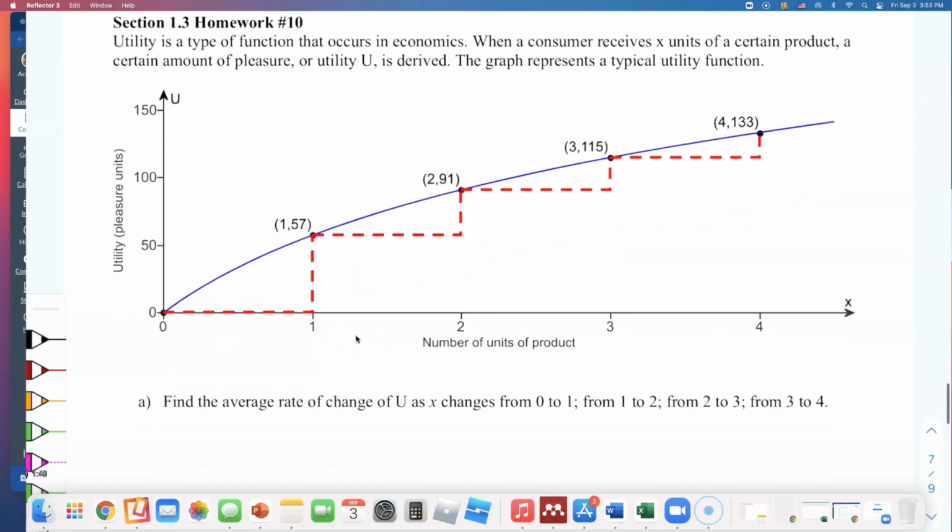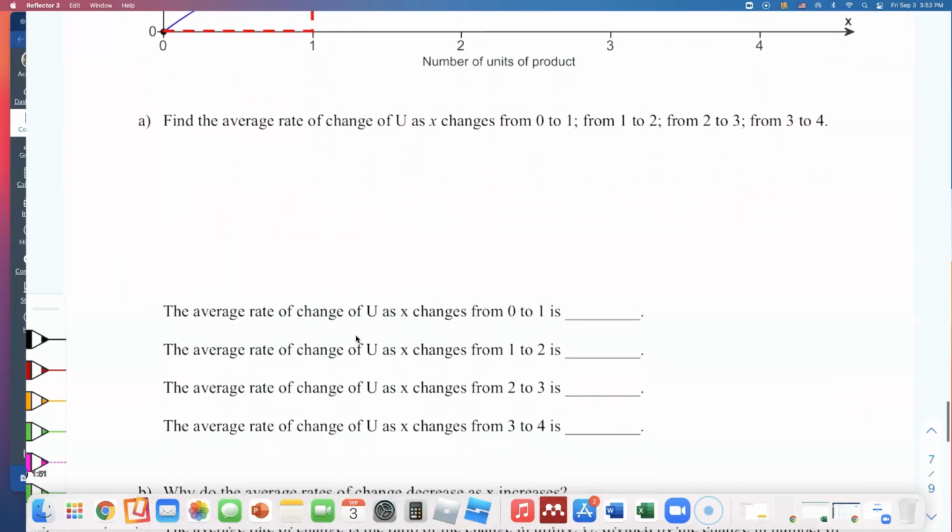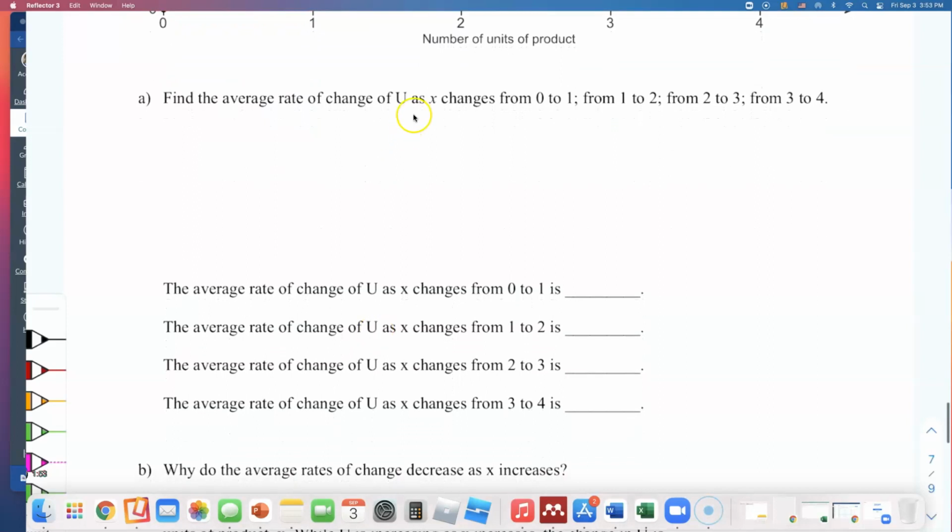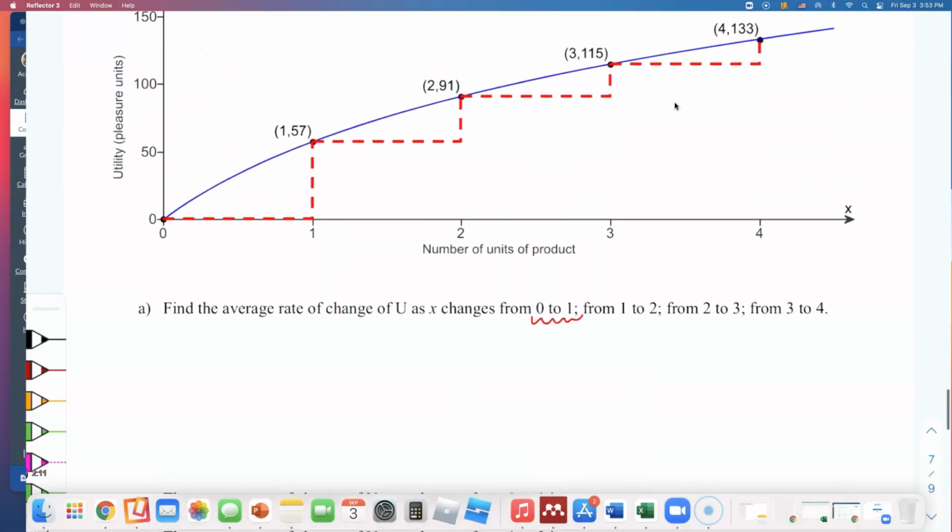So let's take a look at what we are doing here. Find the average rate of change of utilities, or U, as X changes from 0 to 1, from 1 to 2, from 2 to 3, from 3 to 4. All right, let's do the slope formula. At least I can have fun using some rainbow colors. So I'll do the first one as it goes from 0 to 1.